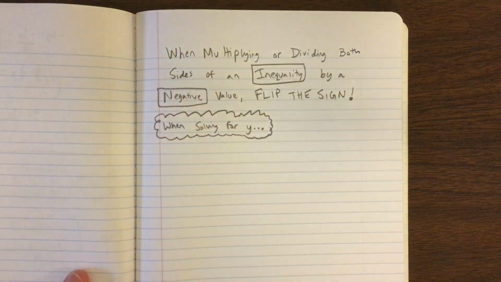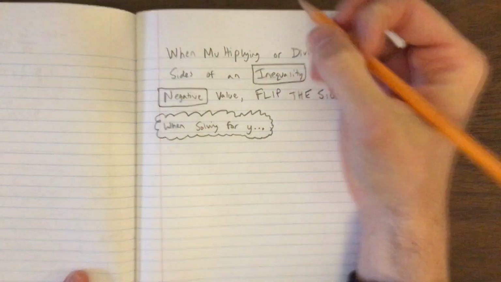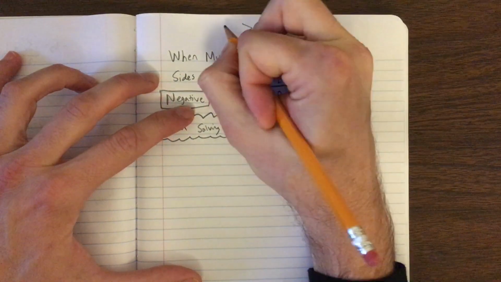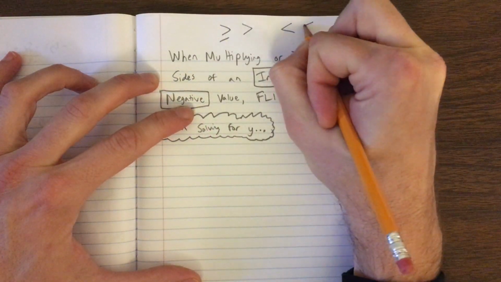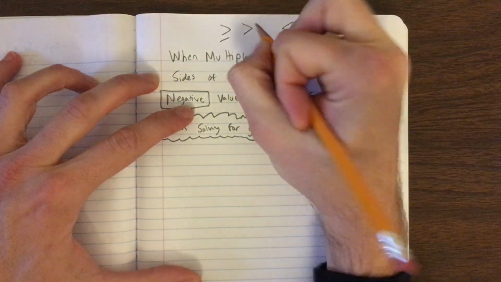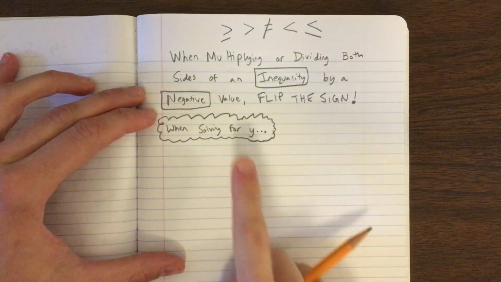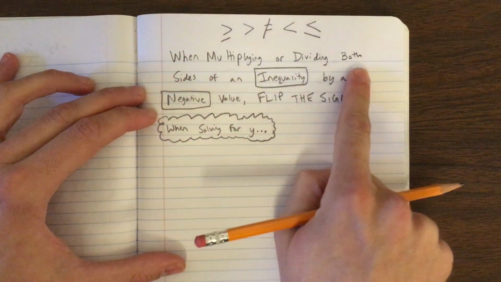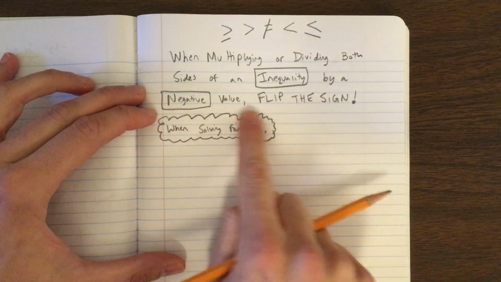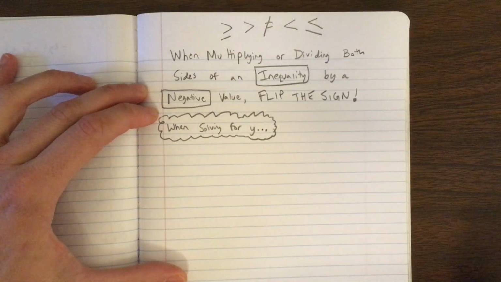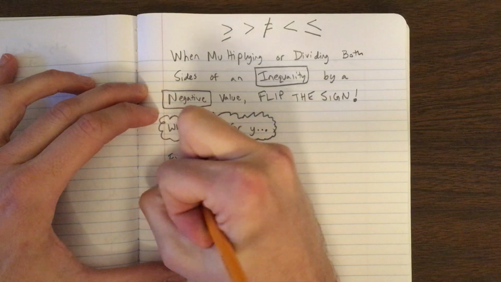So what we're looking at is, we're thinking about inequalities, right? So we can kind of draw some inequalities here. In the middle, I can put a not equal sign. So when we're thinking about inequalities, and we're multiplying or dividing both sides of an inequality by a negative value, think about solving, right? So when we're solving for y, we're going to look at just a couple examples here.